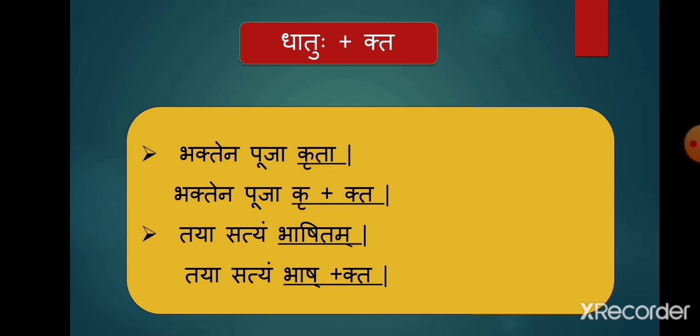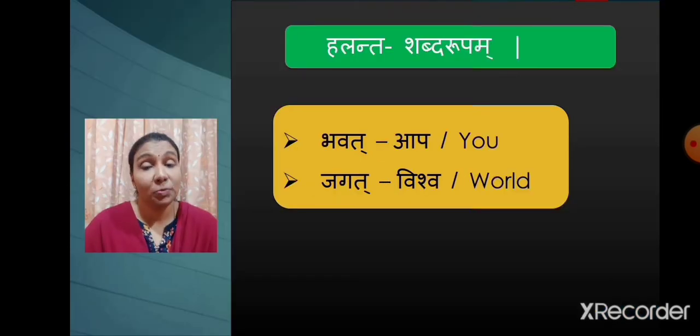I hope the concept is clear to you all. Here ends the explanation of kta pratyay forms. I hope you have understood it. The next one is tavatu pratyayah. To understand tavatu pratyay forms, we need to learn some halanta shabda rupani. Halanta means the words which are ending in consonants.